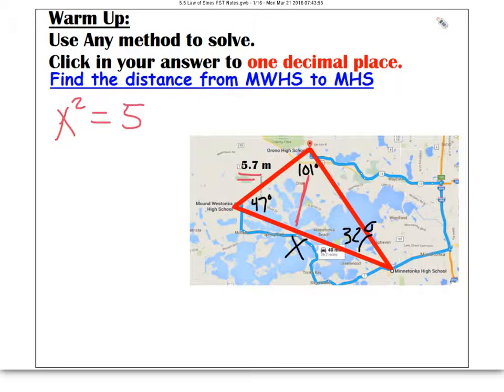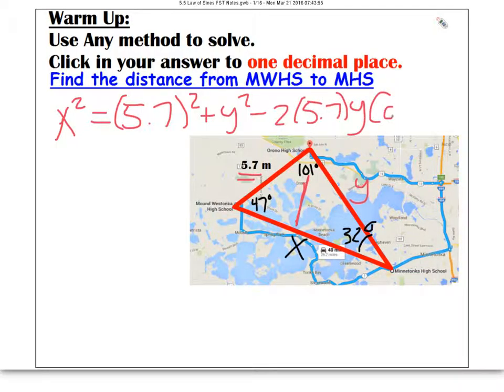5.7 squared. And we don't have this distance, so let's just call that y squared, minus 2 times 5.7 times the y. But then we have the cosine of 101 degrees. Now, unfortunately, this formula is not going to work for us because we have two unknowns, both x and y. Because of this, we need a third method to help us solve triangles, and it's called the law of sines. So let's take a look at it.